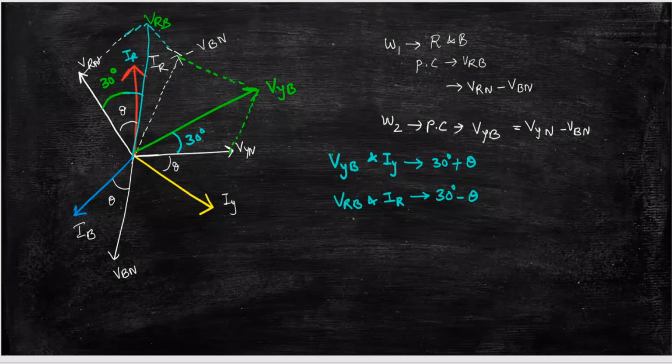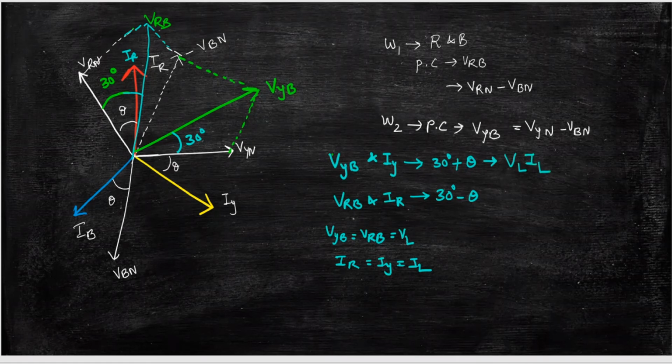Okay. So the power is nothing but V. Suppose let us take VYB is equal to, okay, VRB is equal to VL, because it is a line voltage VL. And IR is equal to IY is equal to IL. So if I take like this, instead of VYB, I will write VL. Instead of IY, I will write IL.